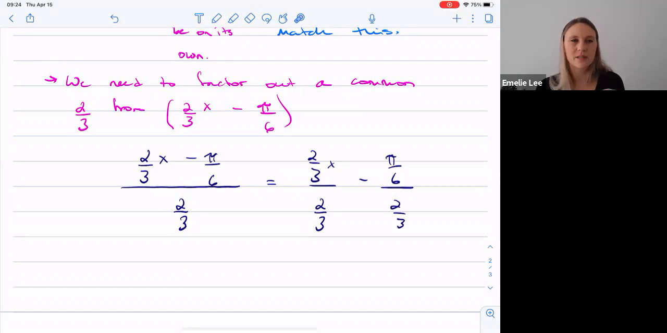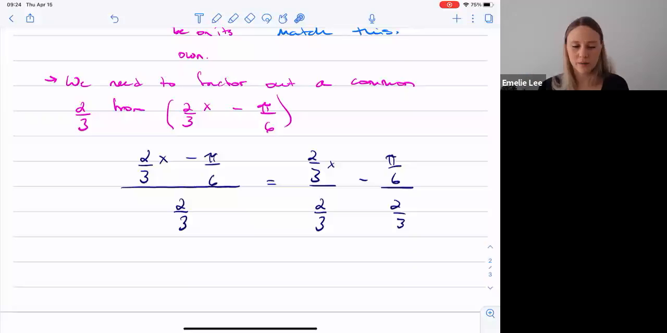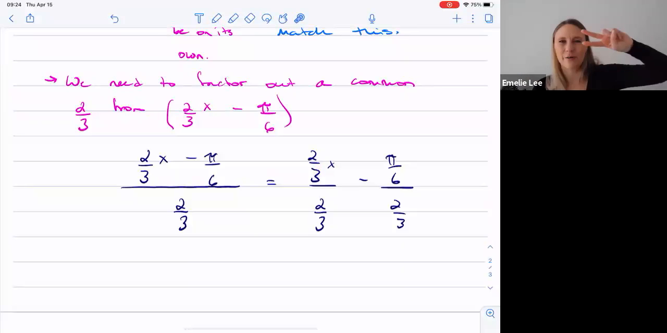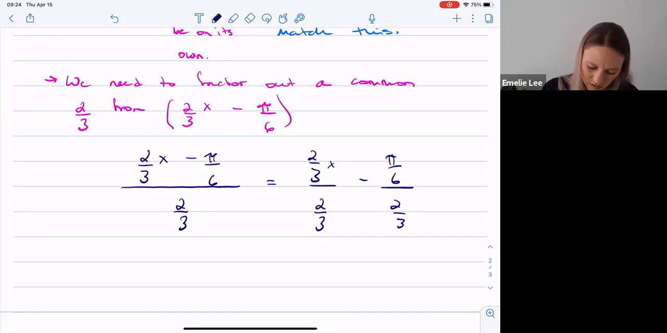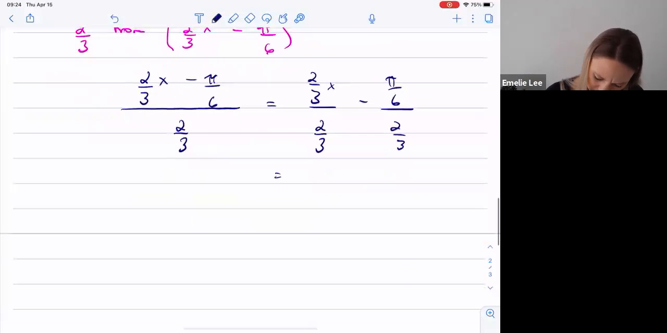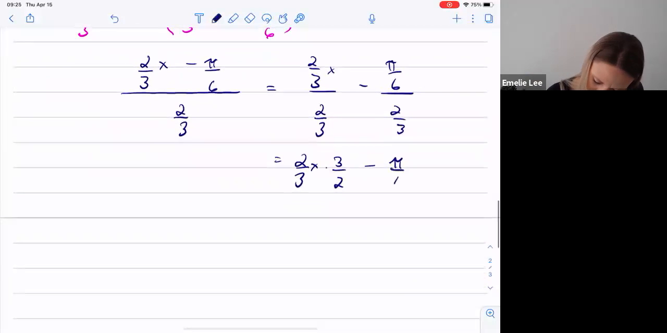Okay, so I'm allowed to split this up because it's a common denominator. And what I'm going to see here is that I've got a fraction over a fraction, right? So I can flip and multiply. So what happens here is I get 2 over 3x times 3 over 2, which we expect to be 1, right? Because that's what we're forcing to happen. Okay, so that's no surprise. But then we get minus pi over 6 times 3 over 2.